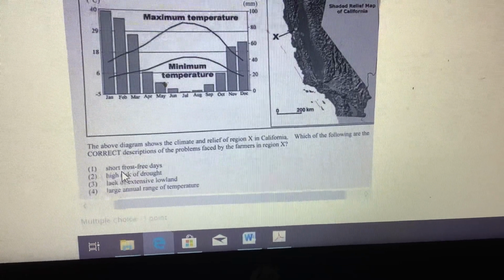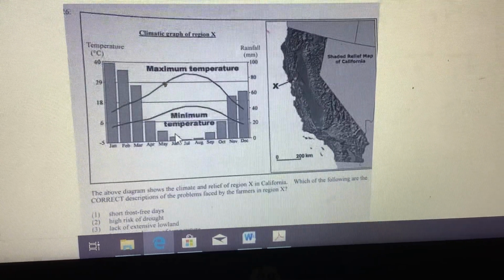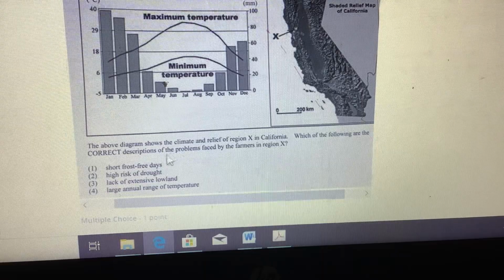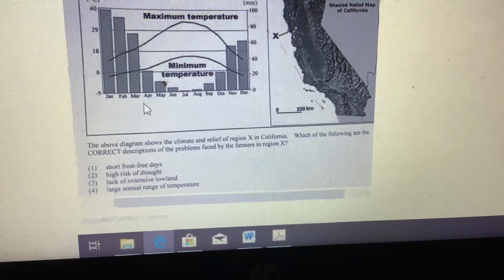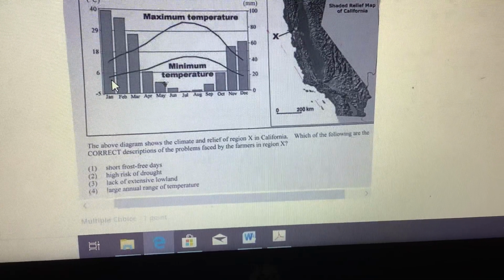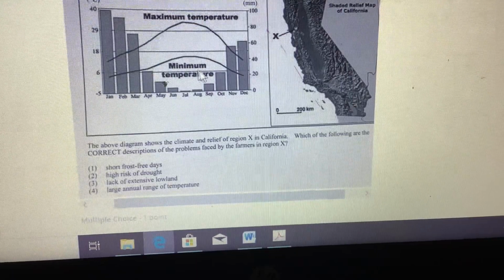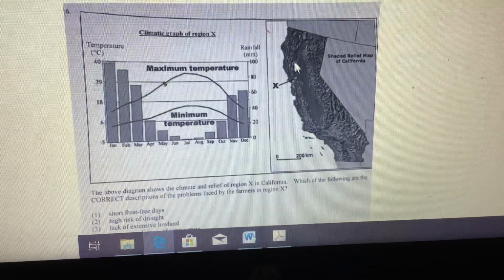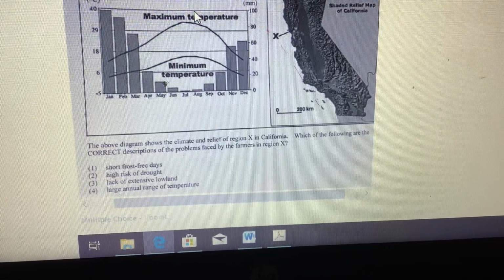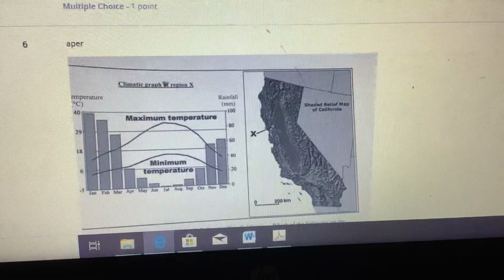Number 1, short for 3 days. This one, right or wrong? Maybe right, not sure, because we cannot really prove that it is lower than 0 degrees Celsius. And then high risk of drought. Yes, you can see here. Lack of extensive lowland. You can see there are a lot of hills right here. And the large annual range of temperature is quite large. So let's check out the answer.